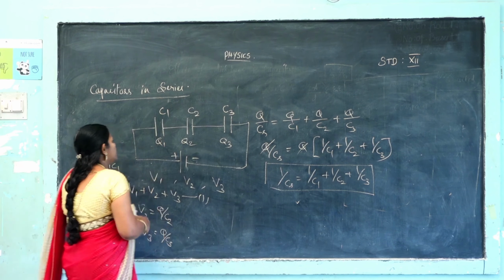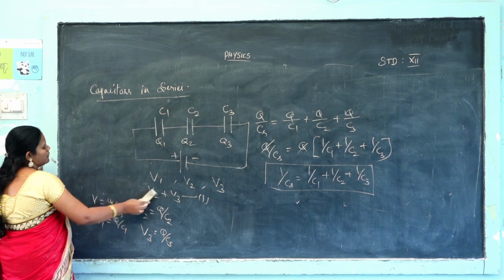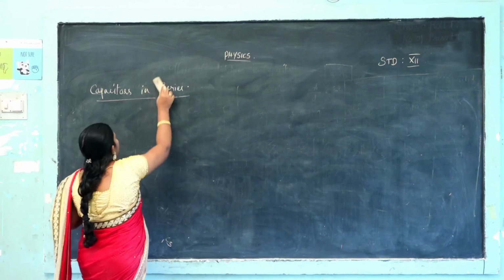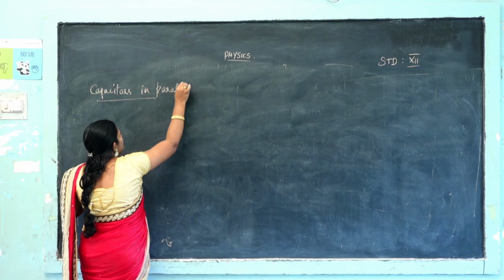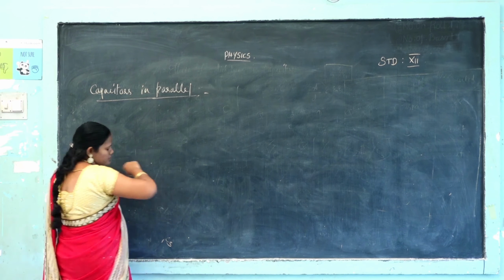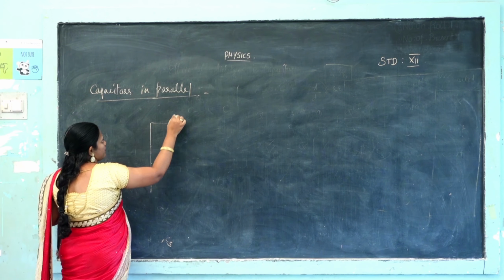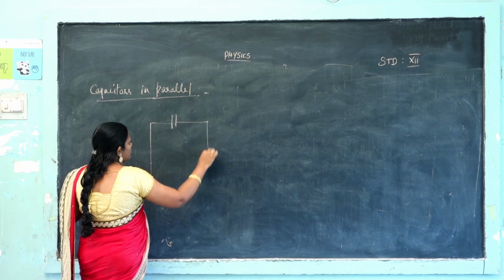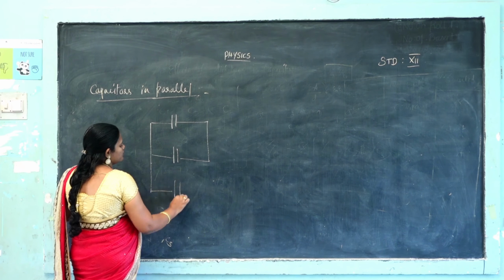Now the 3 capacitors will be connected in parallel. How will you calculate? The 3 capacitors will be connected in parallel. Parallel means, first we choose the 3 capacitors: the first capacitor, the second one and the third one.